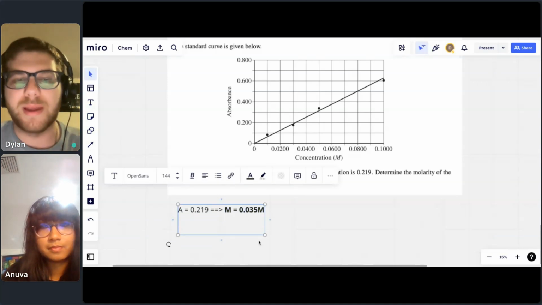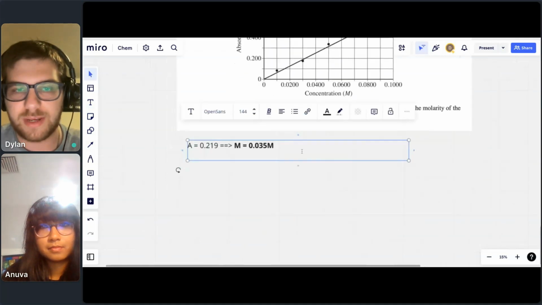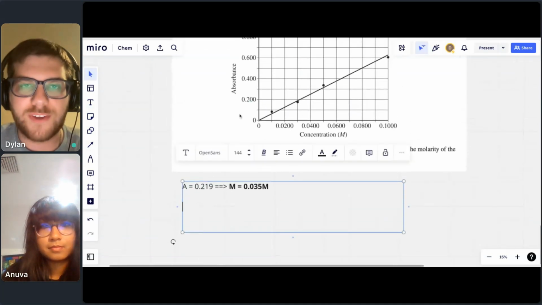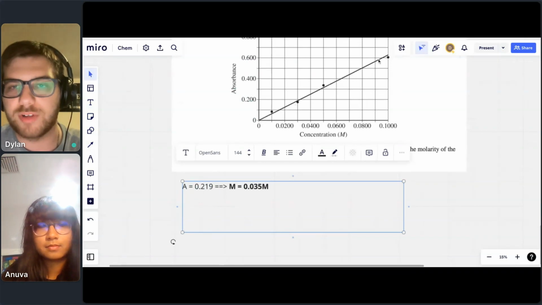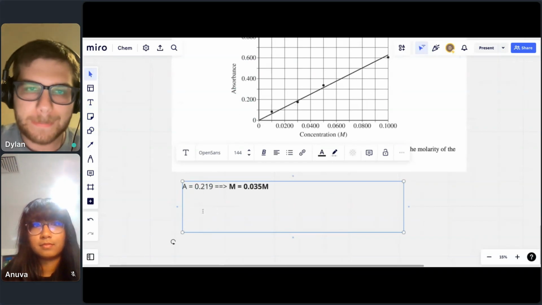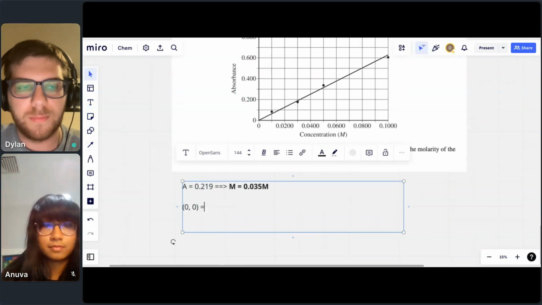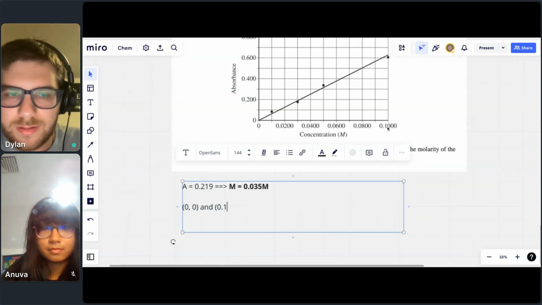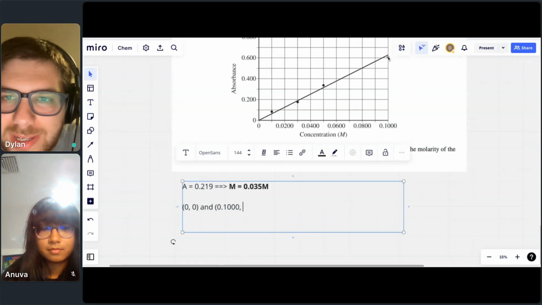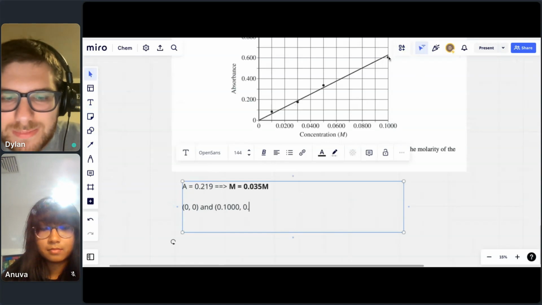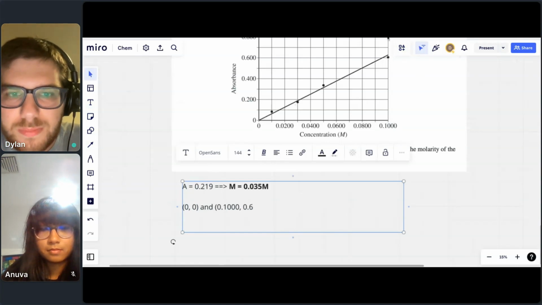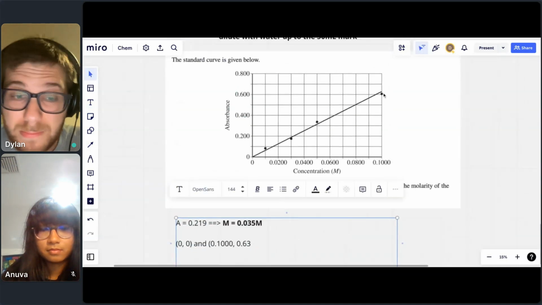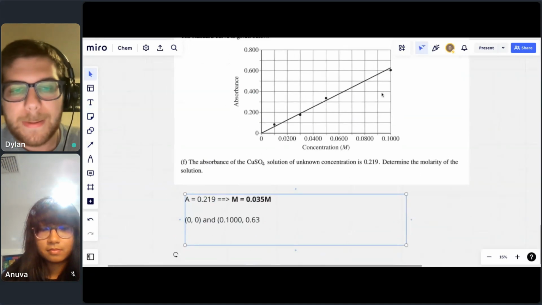Now let's look at how we might do this mathematically to feel a little bit more safe in it, because we did that very quickly. So let's find the equation of this line, this regression right here. Well, we have 2 points, 0, 0, and 0.1 and 0.63-ish, let's say, right there on that line.